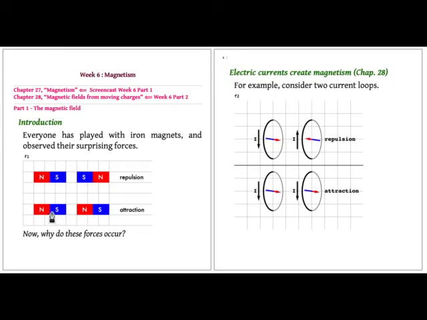On the other hand, the south pole is attracted to a north pole. So like in electricity, unlike charges attract, in magnetism, unlike poles attract. So this south pole is attracted to the north pole. It's repelled from the south pole, but it's closer to the north pole, and therefore there's a net attraction.